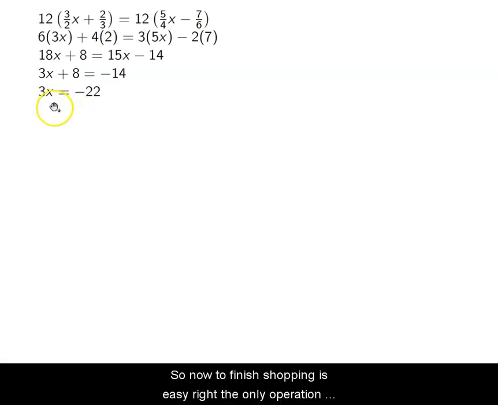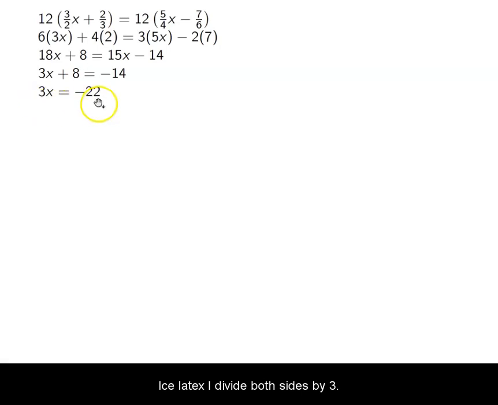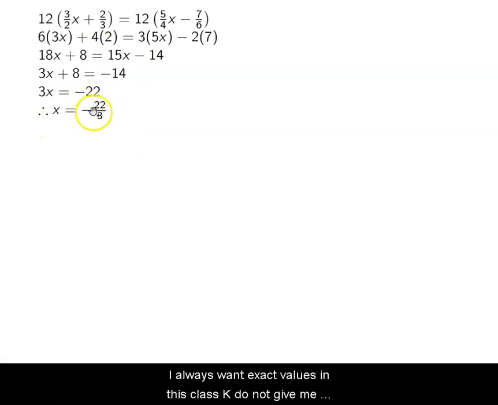Okay, so now to finish solving is easy, right? The only operation that's left is multiplication. So to undo multiplication and isolate x, I divide both sides by 3. And so my answer is negative 22 over 3. So again, I always want exact values in this class. Okay, do not give me some crazy decimal form, right?